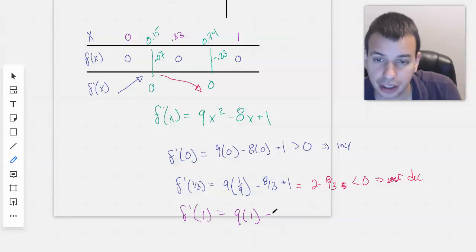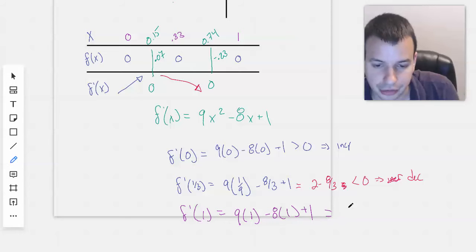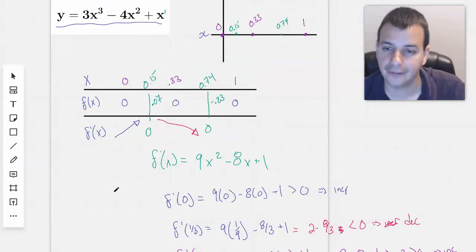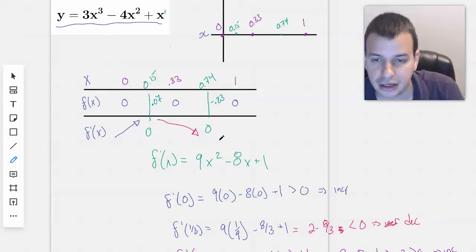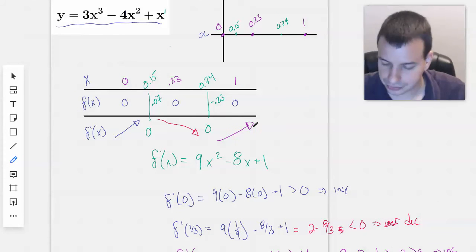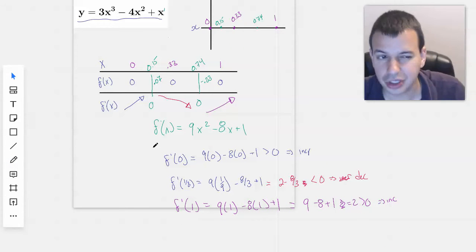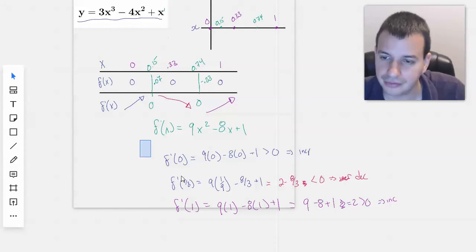9 times 1 minus 8 times 1 plus 1 equals 9 minus 8 plus 1. 9 minus 8 is 1. You add 1, that's 2, which is greater than 0, therefore increasing. And so we have increasing here. Okay, so at this point we can draw a pretty good picture of our graph.